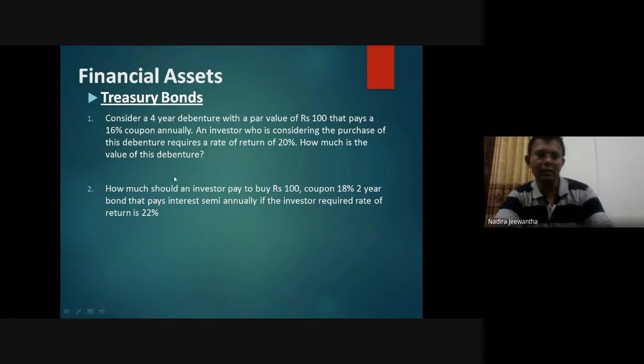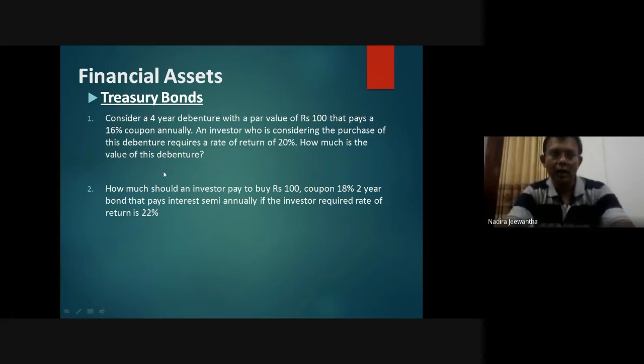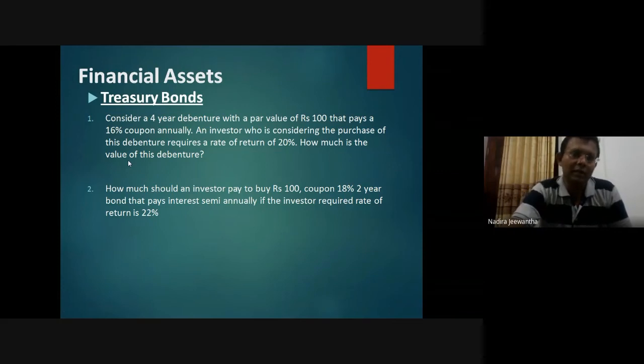Now see, the only thing you have to keep in mind is how we calculate the treasury bond pricing. Consider, this is how it comes. Consider a 4-year debenture or a treasury bond, whatever, with a par value of 100.